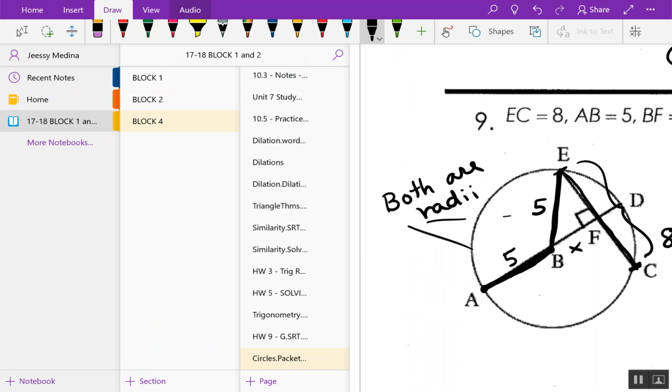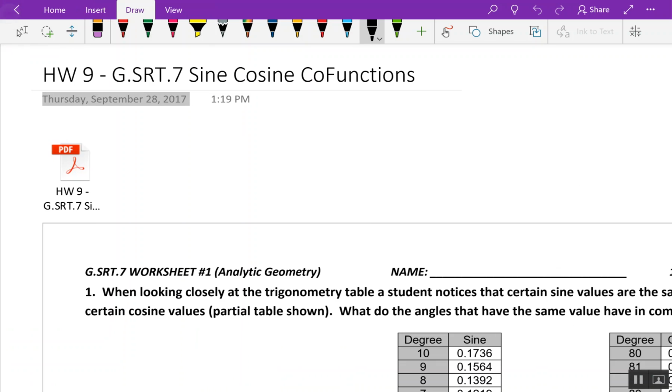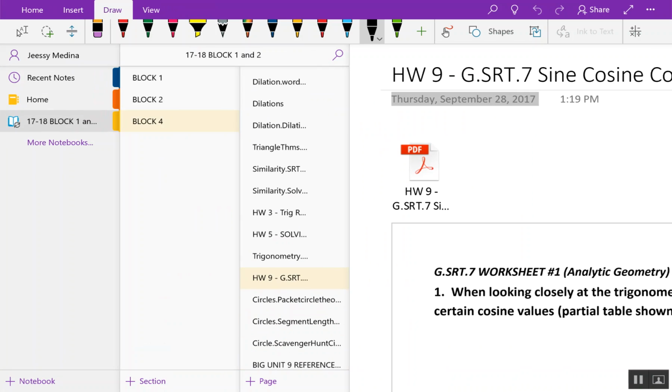Please remove your earphones. Thank you. All right, no, not this one. The back of your first page.